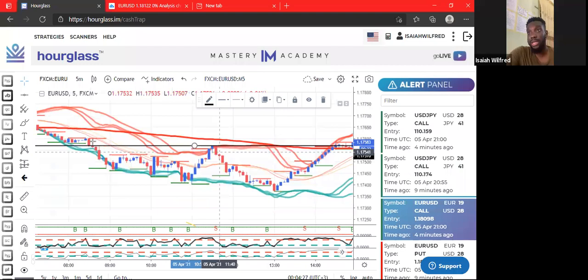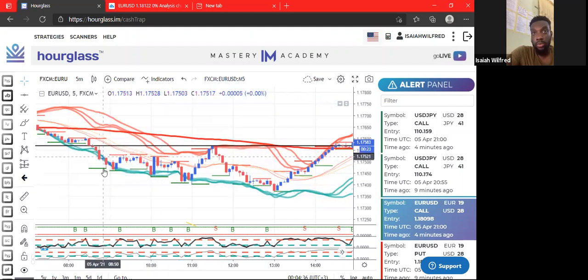Remember, once the bands are moving sideways, we can say the market is consolidating. So if the market comes to the bottom, that's the support. That's where we're supposed to be looking for buys in a consolidated market. All these green lines, in fact, this Cashtrap software has basically helped us with the markups. Everywhere you see these red lines, you know it's resistance. Anywhere you see these green lines, you know it's support.